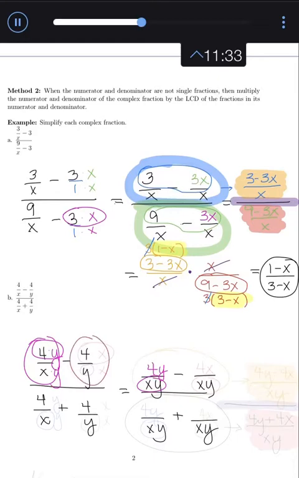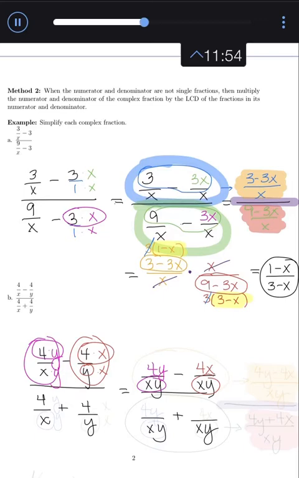The second piece, again, we need an xy. We've already got the y here, so we need to multiply both the top and the bottom by an x, which will give us a 4x. Continuing right along, let's see what happens.